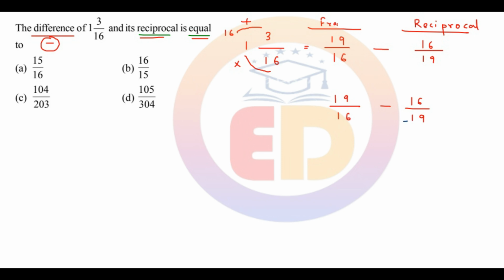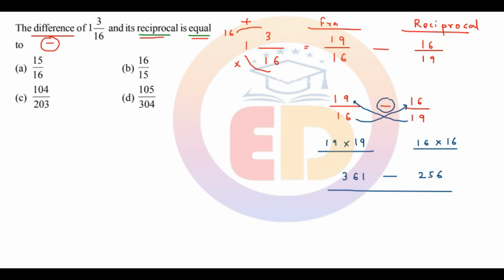You multiply 19 into 19. 19 multiplied by 19 will give me 361. Then you multiply 16 with 16. 16 multiplied by 16 will give us 256, that is square of 16. Now there is a subtraction sign. So put the subtraction sign. This will be my numerator. And for the denominator, you multiply 16 with 19. Multiplying 19 with 16, it will give me 304.